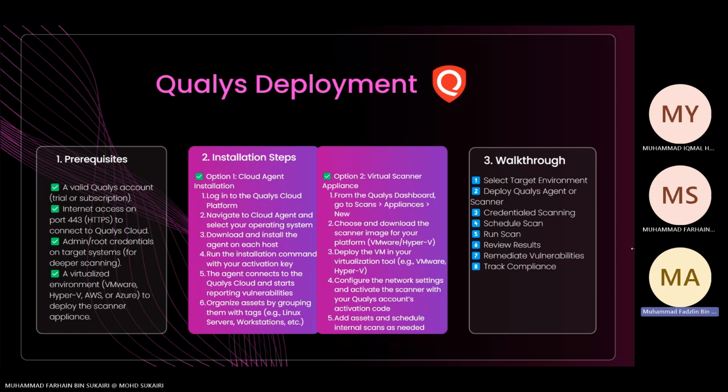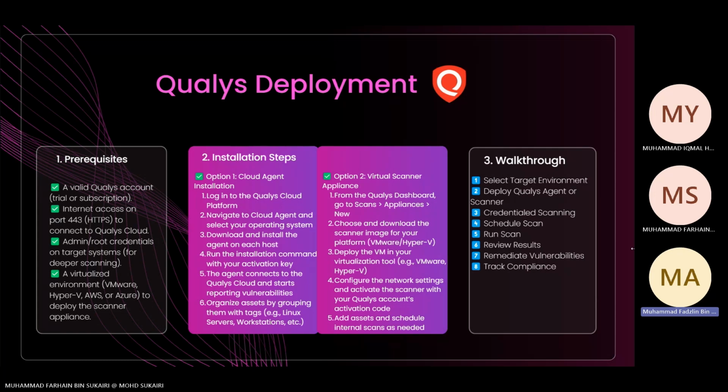For the installation, there are two options: the cloud agent installation and the virtual scanner appliance. For the cloud agent installation, first we need to create our account and log into the Qualys cloud platform. After that, we can navigate to the cloud agent and select our operating system, either Windows, macOS, or Linux.